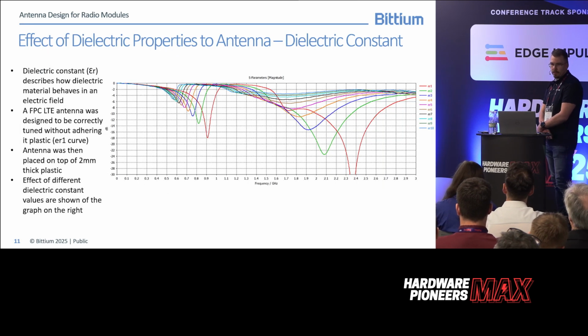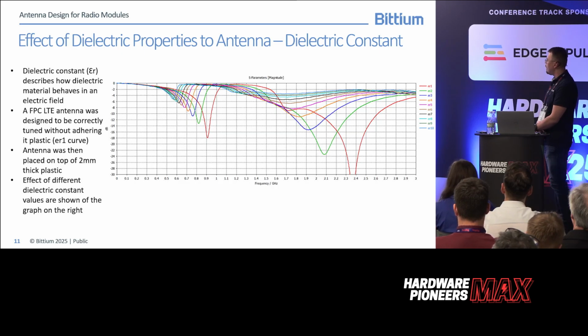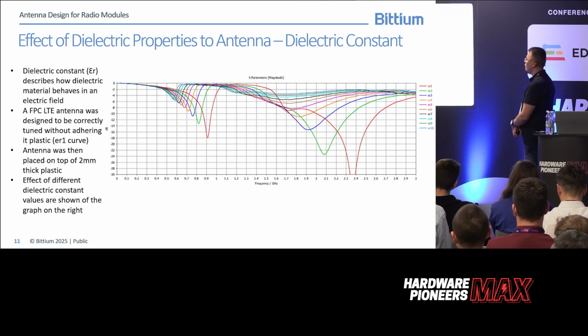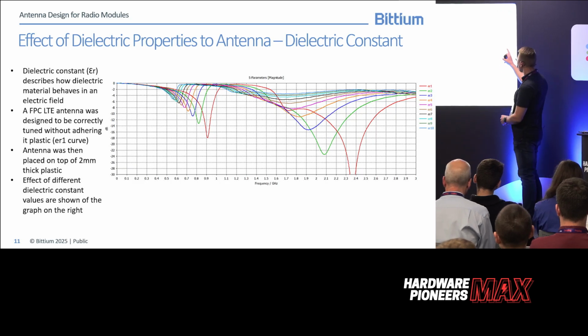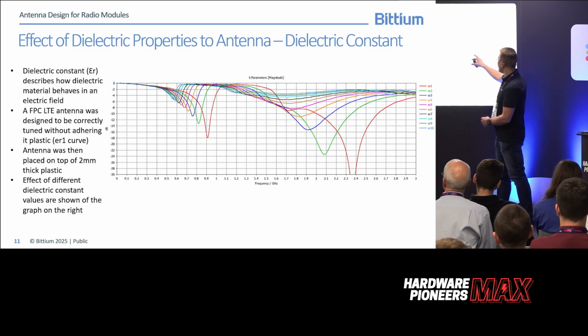So here is an example of the effect of dielectric properties, and in this case a dielectric constant. I simulated an LTE antenna with a dielectric constant of 1, which represents vacuum. And in this case, this is like an FPC antenna.